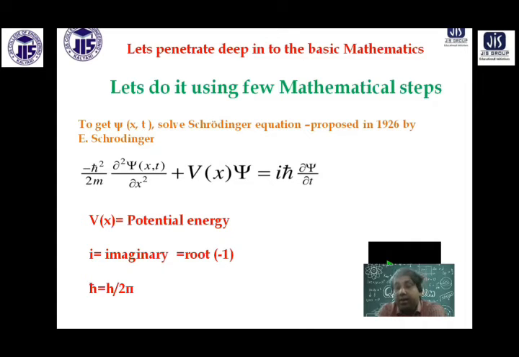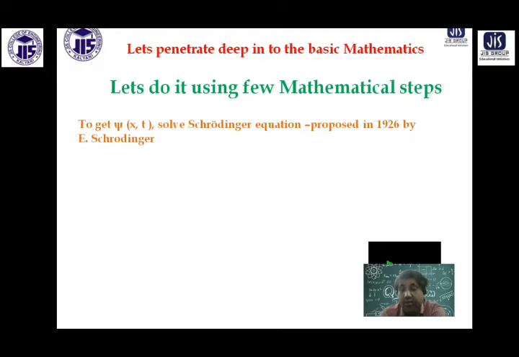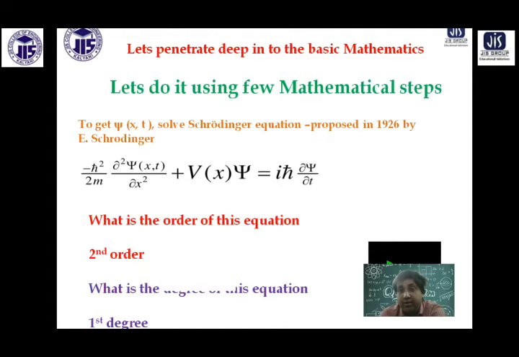If you have to solve any problem in quantum mechanics, you have to solve this equation. Can anybody tell me what is the order of this equation? You see del squares are there, so obviously it's a second order differential equation, and it's a first degree differential equation. So the basic equation of quantum mechanics, called the Schrödinger equation, is a second order, first degree partial differential equation. If you have to stay in a quantum mechanics class, your job is to solve this equation.